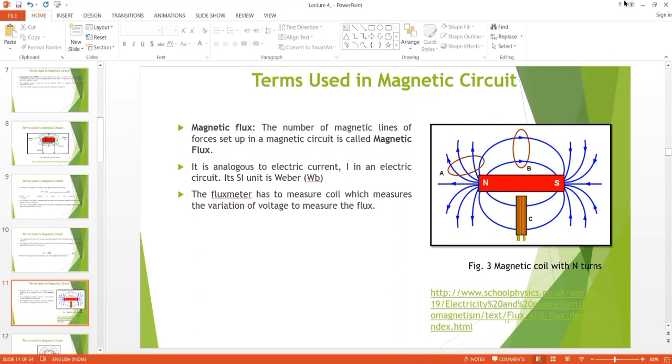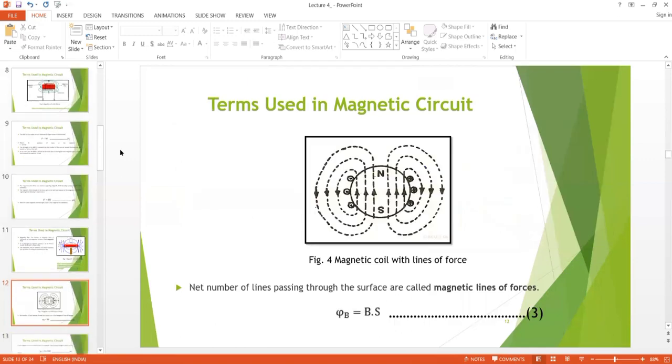Okay, so remember this definition is very, very important. It is sometimes asked in interviews also. The number of magnetic lines of force set up in a magnetic circuit is known as magnetic flux. It is analogous to current. We have a flux meter to measure this.